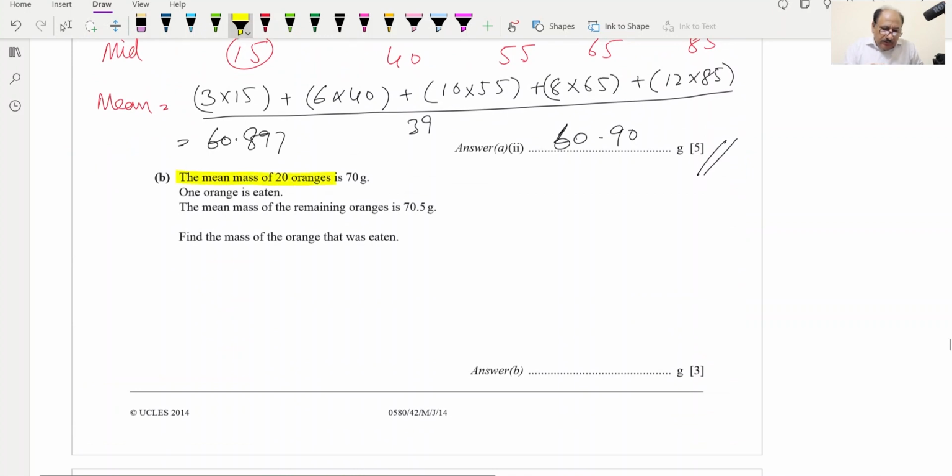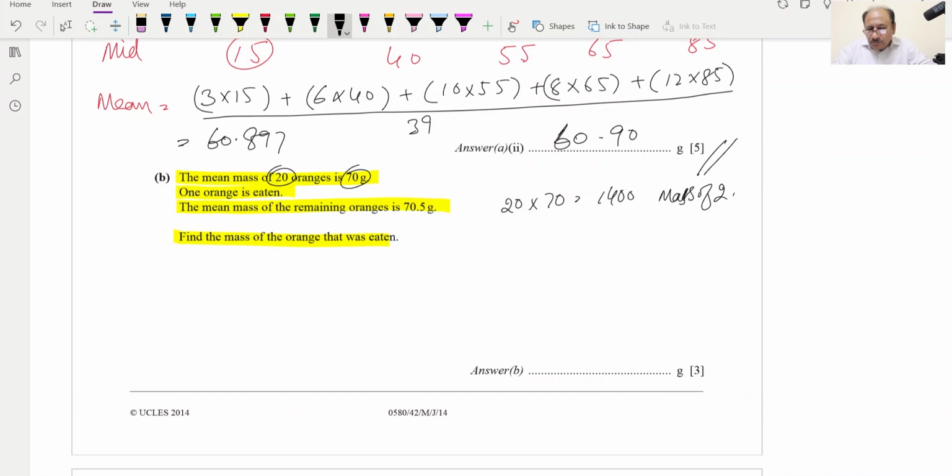Now B part, the mean mass of 20 oranges is 70 grams. One orange is eaten. The mean mass of the remaining oranges is 70.5 grams. Find the mass of the orange that was eaten. So 20 are having 70 mean, so basically 70 grams of 20. So what we can do, we can find the mass of 20, which is 20 into 70 grams. This will be equal to 1400. This is the mass of 20 oranges basically.